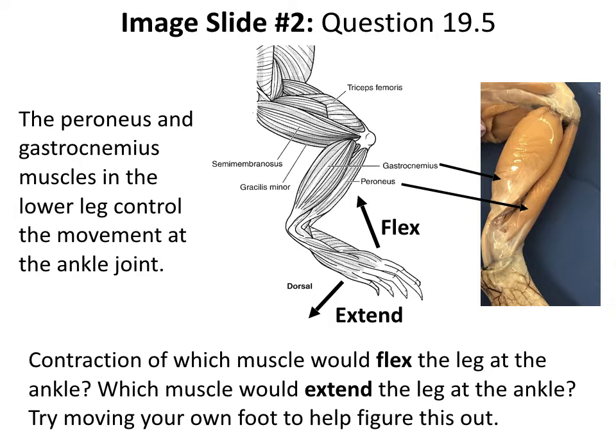When it asks about flex and extend, flex means to move your toes closer to your knee, and extend means to point your toes and your foot out. The gastrocnemius is a lot like the big calf muscle you have on the back of your lower leg.